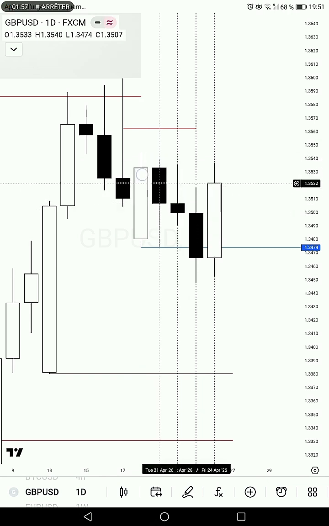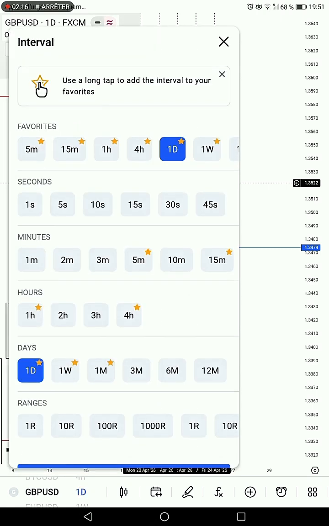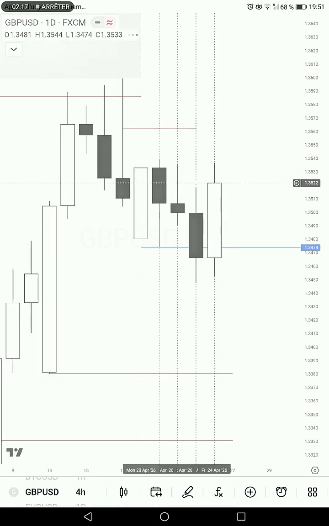So I won't actually talk about Friday price action. I just want to focus on the days that gave us high probability trades and which aligns with the order flow. So right here, let's go to the 4-hour time frame on the Tuesday price action.